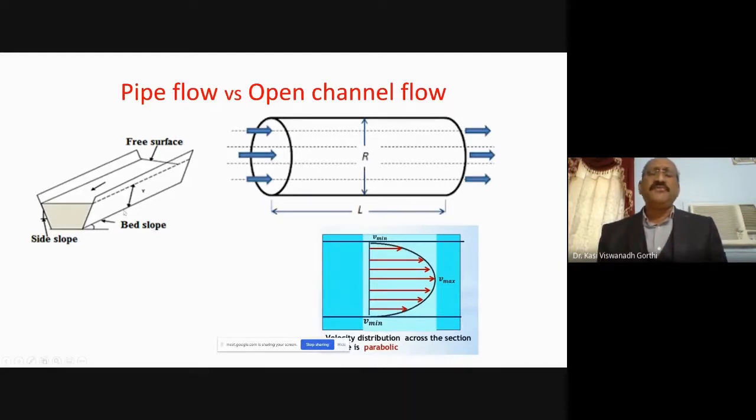So this is the velocity distribution in the case of a pipe flow. But for open channel flow, it could be different because you don't have a complete boundary. You don't have a complete boundary because there is a free surface. In the case of pipe flow, there is no free surface, whereas in the case of an open channel flow, there is a free surface. So this is how there is a difference between the open channel and pipe flows.